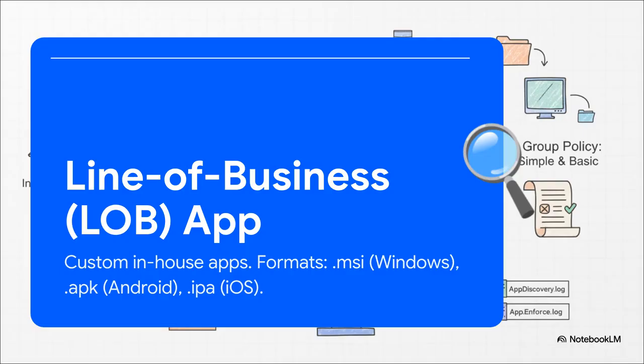So, one of the main app types you'll be working with are what we call line of business, or LOB, apps. These are basically your company's own custom-made software. Now, the key detail here, the thing you can't forget, is that Intune is picky about file formats. You've got to have an MSI for Windows, an APK for Android, and an IPA for iOS. Get that part right, and you're golden.